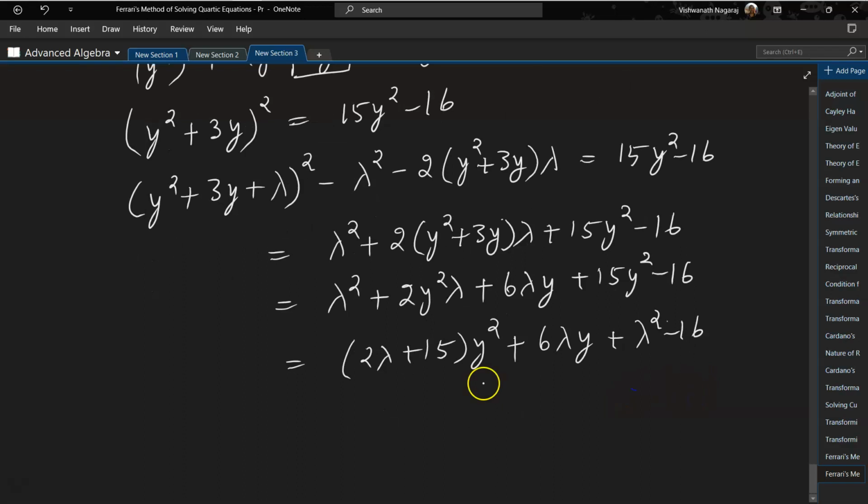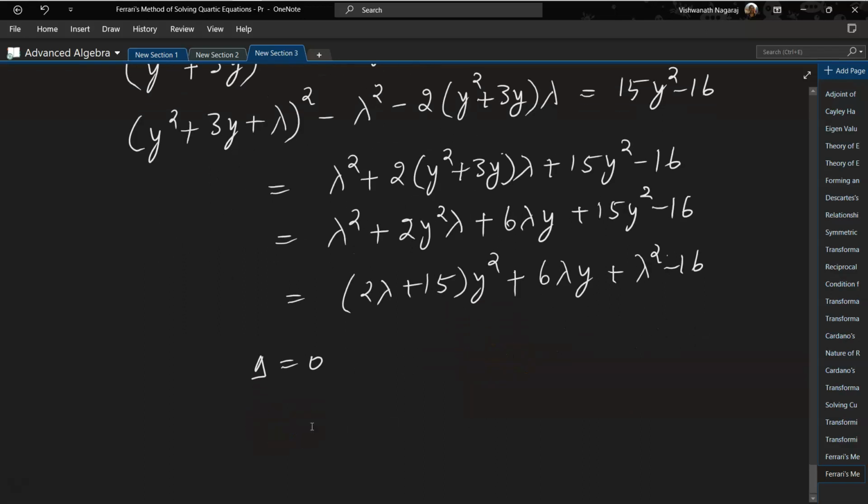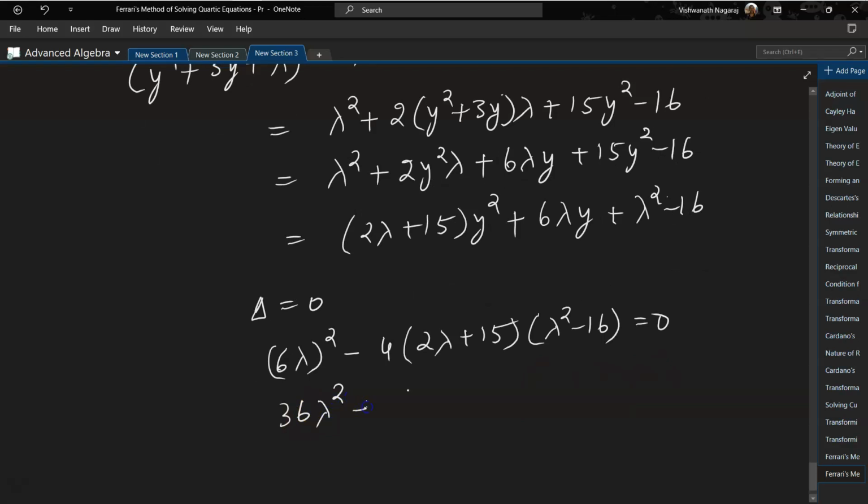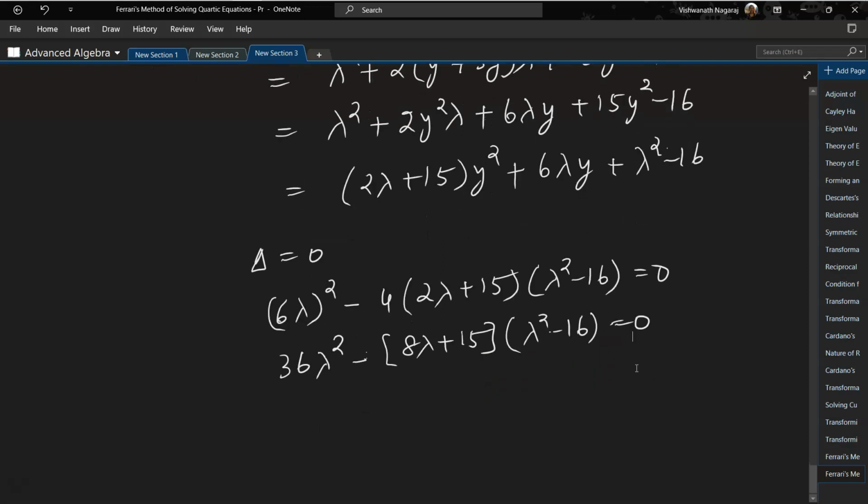Okay. Now this is a quadratic equation. If it has to be a perfect square, discriminant has to be 0. So which means b². So (6λ)² − 4 times (2λ + 15) times (λ² − 16) equal to 36λ² − 8λ + 15 (λ² − 16) equal to 0. No, this is not 15, this is plus 16.